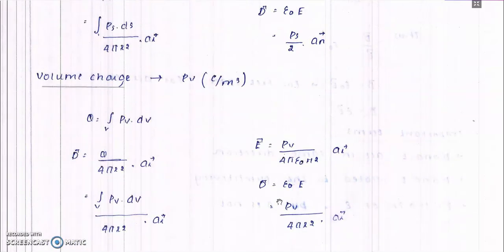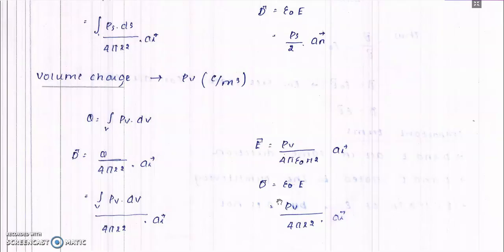Then, moving towards the volume charge, rho v is the general specific charge density, in coulomb per meter cube, because it is a volume integral. We know that Q is equal to the volume integral of rho v into dv. So in general, D is equal to Q divided by 4 pi R square into AR vector.